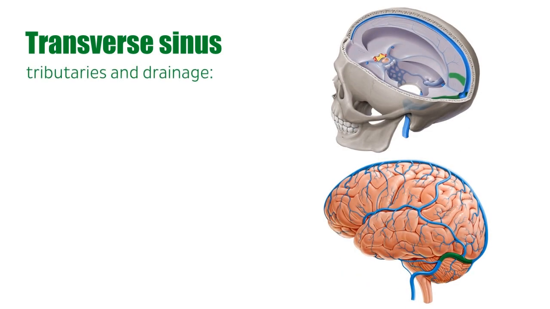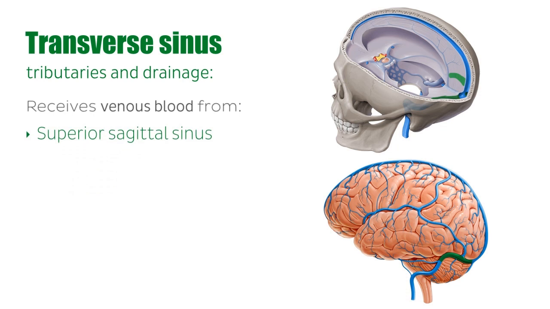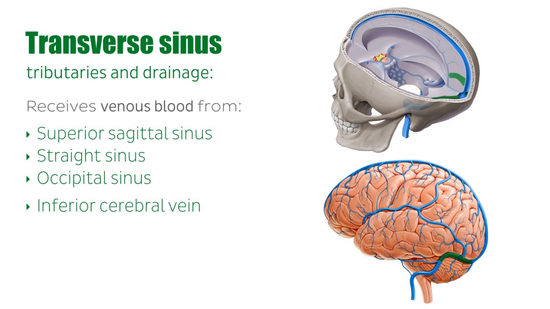As I just mentioned, the transverse sinus arises at the confluence of sinuses and as such receives venous blood from the 3 sinuses that make up the confluence of sinuses: the superior sagittal sinus, the straight sinus, and the occipital sinus. Aside from these 3 sinuses, the transverse sinus also receives venous contributions from the inferior cerebral vein and the inferior anastomotic vein of Labbé, which communicates with the vein of Trolard, and the superficial middle cerebral vein.